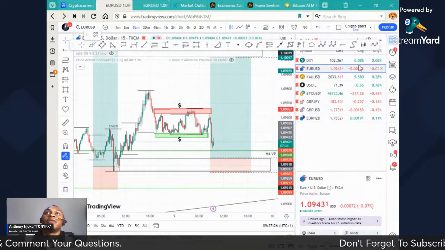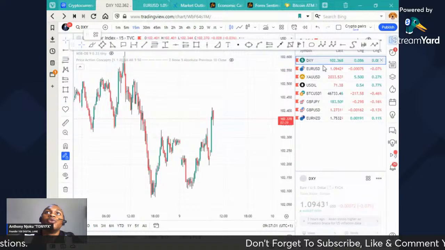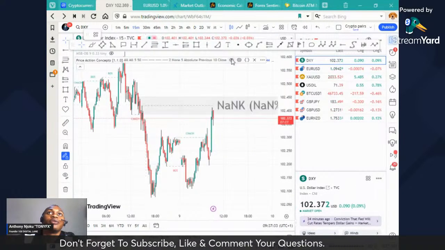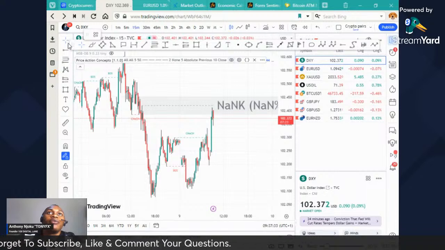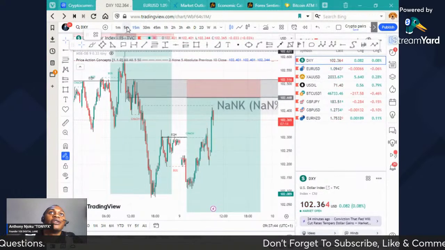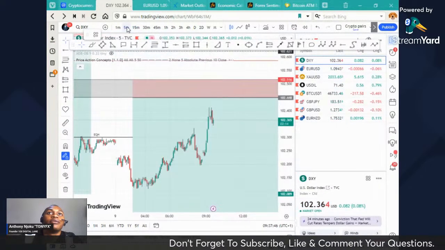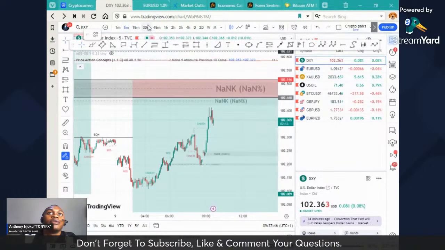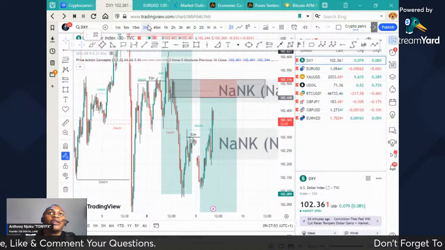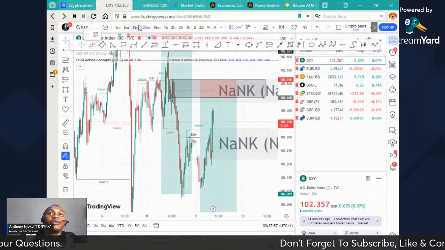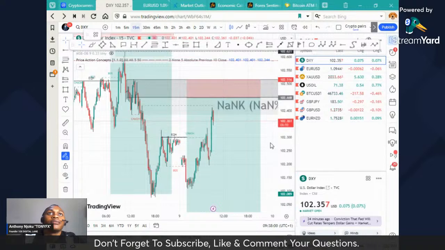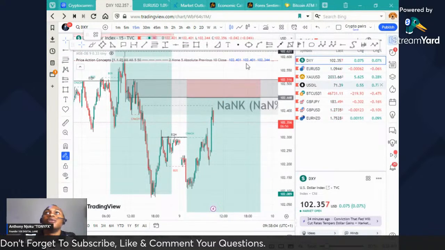And I believe DXY also will fulfill its own mitigation above. This is 15 minutes mitigation. It's currently in there. Does not touch the 5 minutes mitigation yet, and it is not close to the 30 minutes mitigation either. So let's see how it goes.